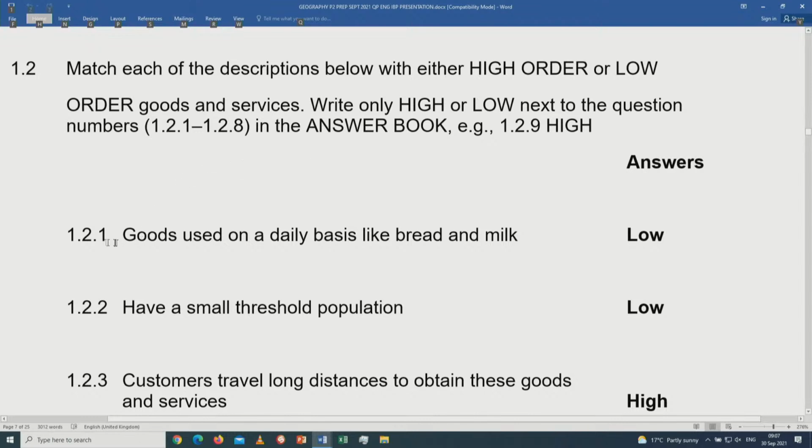Now looking at 1.2.1, we have goods used on a daily basis like bread and milk. The correct answer is that the goods that are used on a daily basis like bread and milk fall under low order. 1.2.2, sorry, have a small threshold population that is categorized under low order.